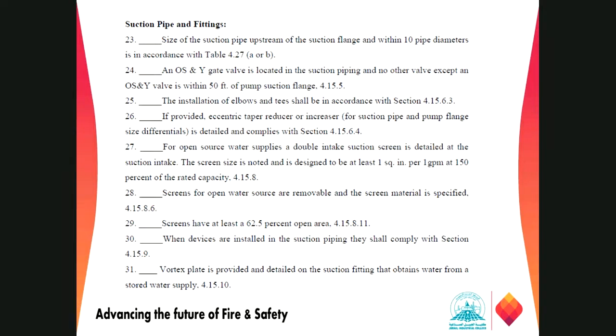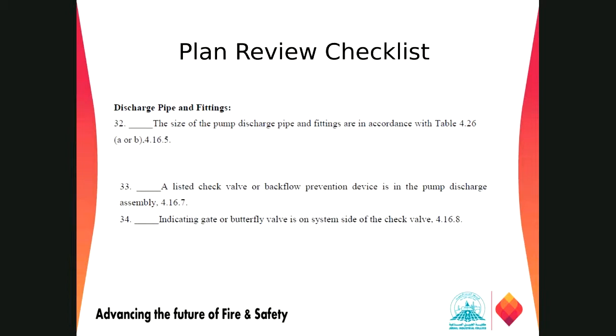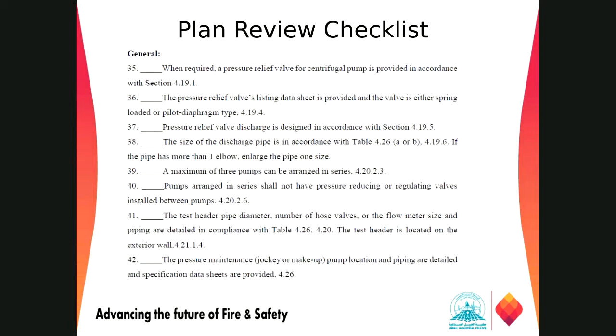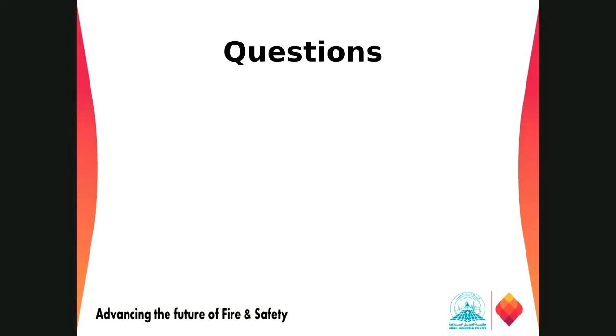Remember we said that 10 pipe diameters into the suction flange, and only OS&Y type valve is allowed in the suction line, right? We can use a butterfly valve, but it should be at least 50 feet away from the suction flange. All those requirements we have to keep in mind. The vortex plate inside the pump suction line, the one we discussed. And for the discharge piping, we have some requirements here, right? The gate valve, the listed check valve, the backflow prevention devices. And then we have some requirement checklist.